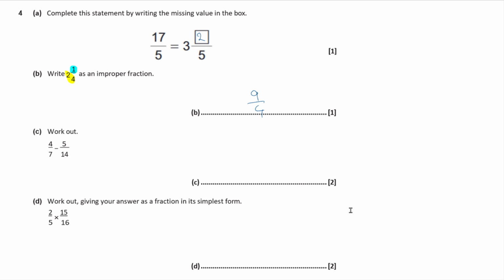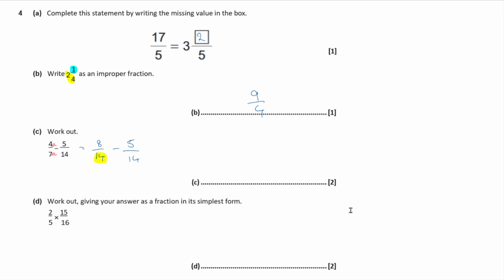Part C says work out 4/7 minus 5/14. So we've got fraction subtraction here. Addition or subtraction, we need the same denominator before we can go ahead. At the moment we don't, because I've got a 7 and a 14. But if I take my first fraction, 4 over 7, and I times top and bottom by 2, then 4 times 2 is going to be 8, and 7 times 2 is going to be 14. And now I've got 2 fractions that have got a common denominator of 14.